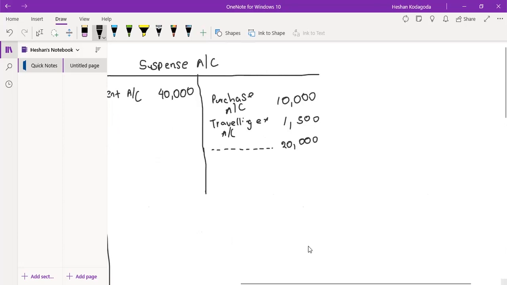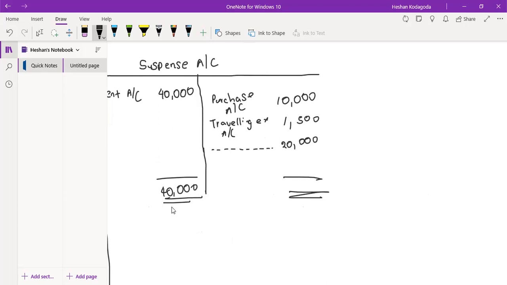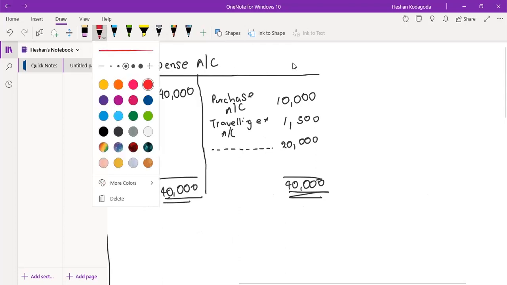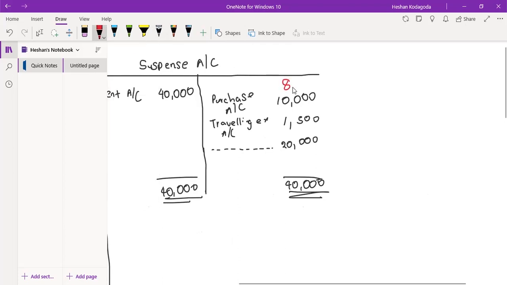When we balance this one, now we can find the trial balance total. When it comes to this one, the higher value side is the debit side. Write it as 40,000. Take it to the debit side, this side as well. Now, when we get the total of the credit side, it's 31,500. So when we deduct it, the difference should be 8,500. This is the trial balance difference.